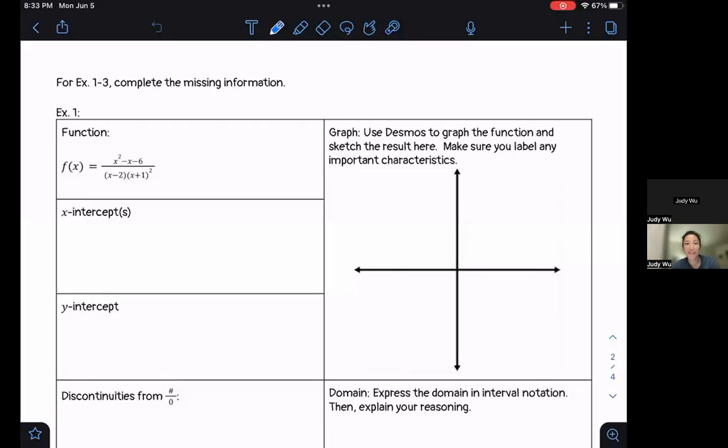Hi folks, welcome back to 3.7, the video about rational functions in general. In this video, we're going to take a look at one example, okay?